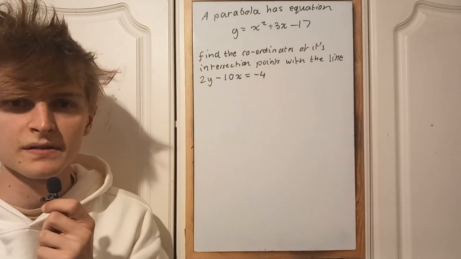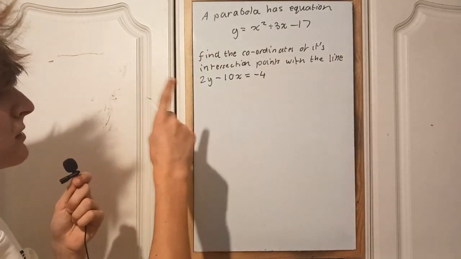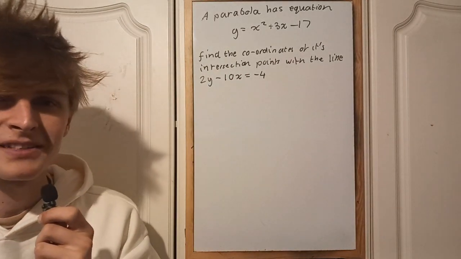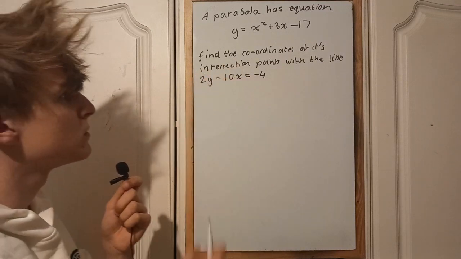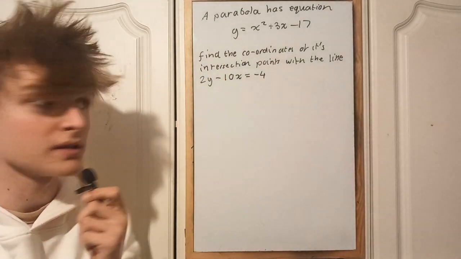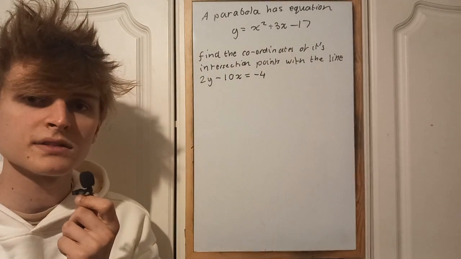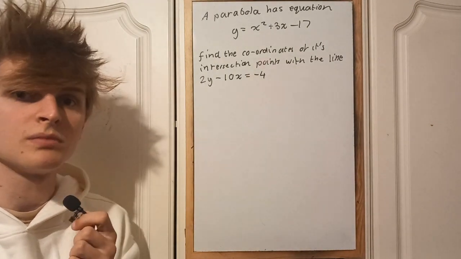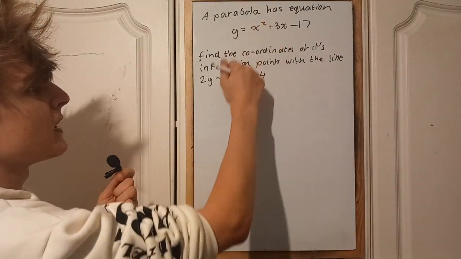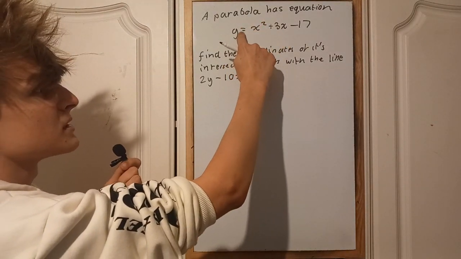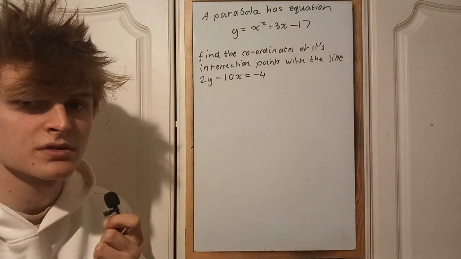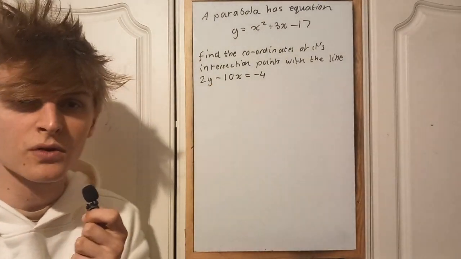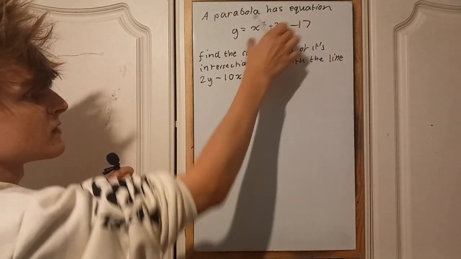Okay, so let's take a look at this example problem here. A parabola has equation y equals x squared plus 3x minus 17, and we're asked to find the coordinates of its intersection points with the line 2y minus 10x equals negative 4. Okay, so let's go about the exact same method that we discussed previously. We know that the y coordinate of the intersection point must equal this nonsense, and we also know that 2 times the y coordinate minus 10 times the x coordinate must equal negative 4, so we can sub in this expression for the y coordinate.